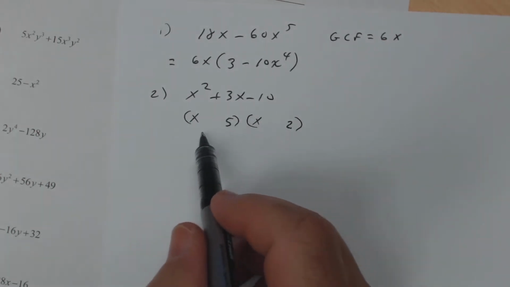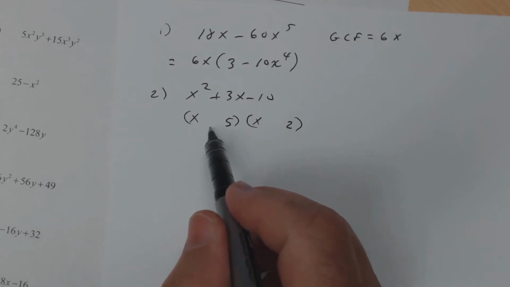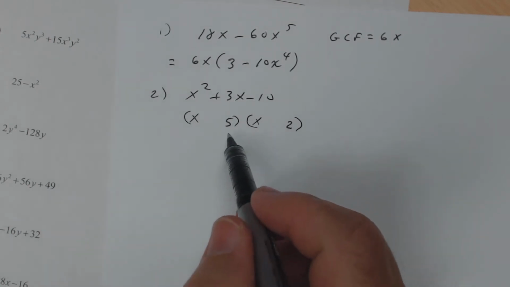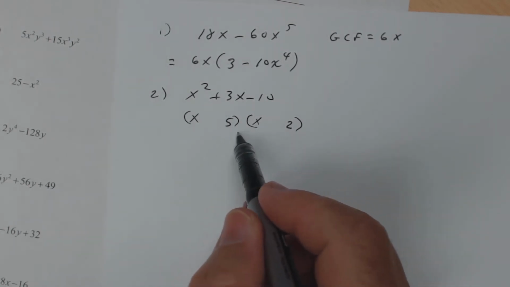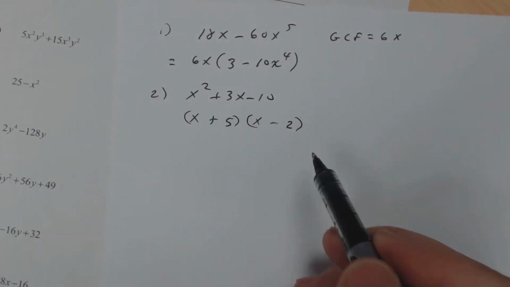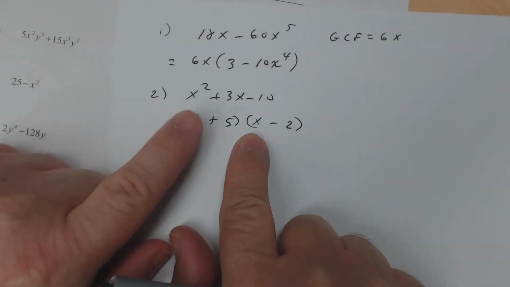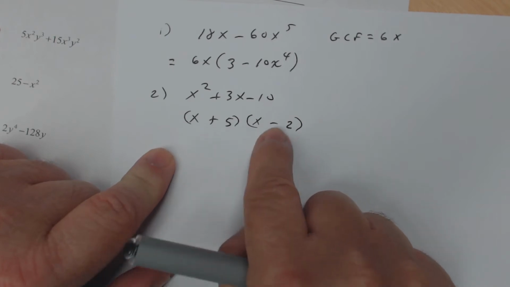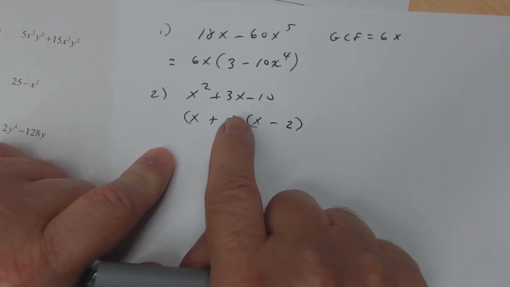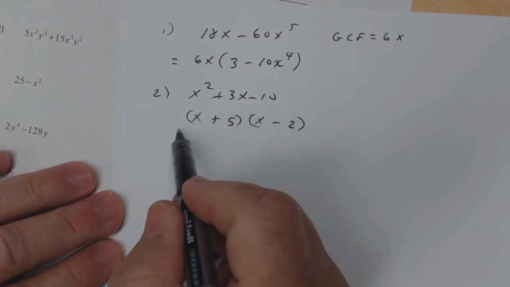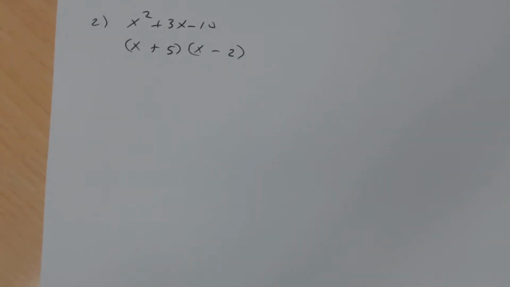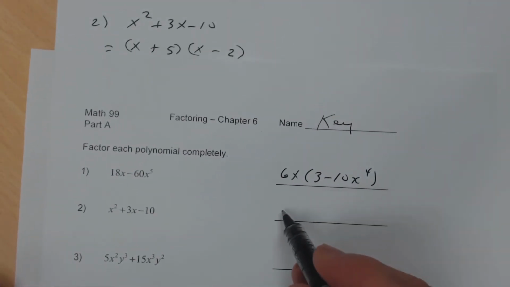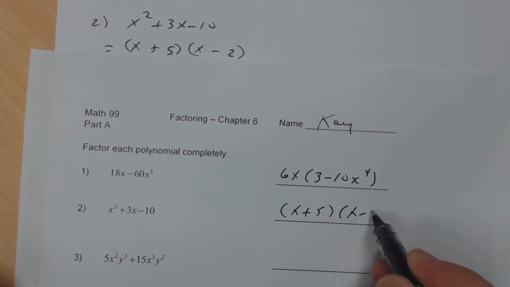Let's try 5 and 2. Remember, the last sign is negative, so the signs in here have to be different. The outer is going to be 2x, the inner is 5x. The larger of these, the 5x, will take the middle sign, so that's a plus, and that's a minus. Always check yourself. X times x is x squared. A negative 2 times a positive 5 is a negative 10. The outer is a negative 2x, the inner is a positive 5x, and when I add them up, I get 3x. So this is correct. The answer to number 2 is x plus 5 times x minus 2.